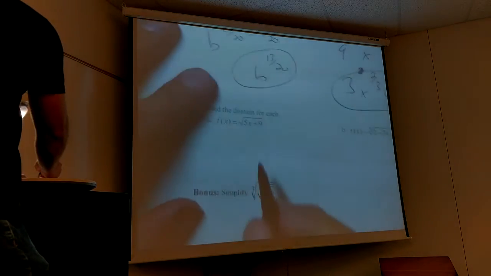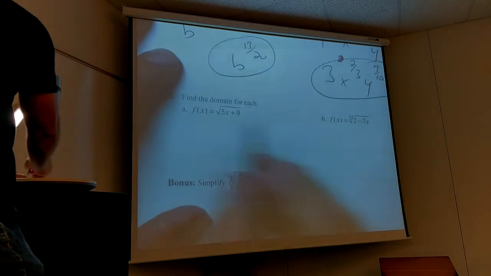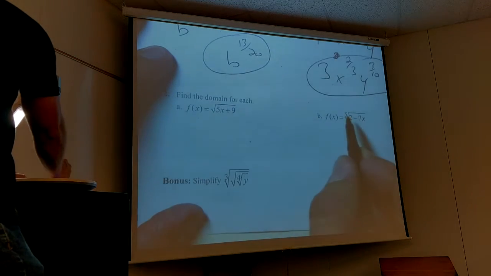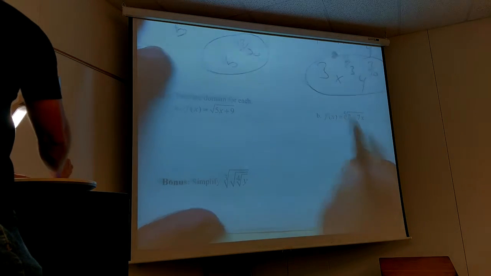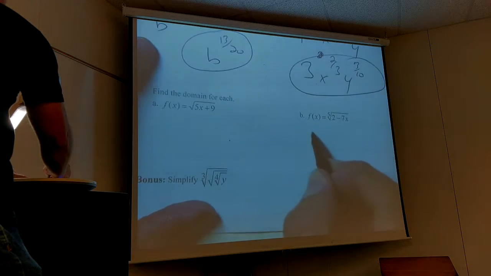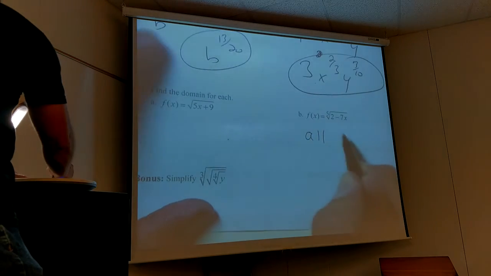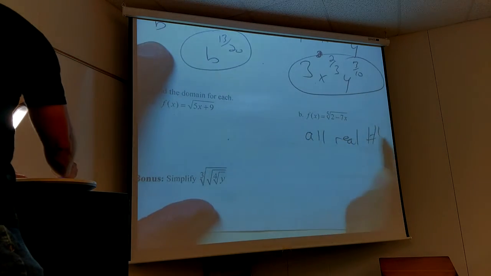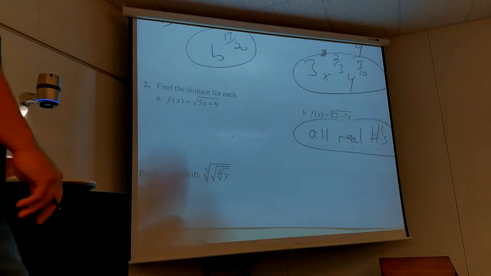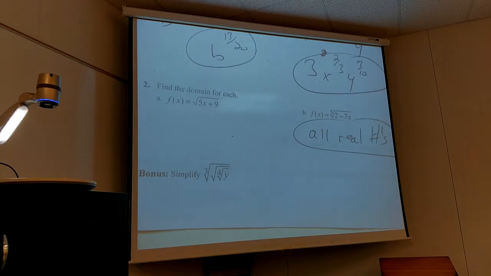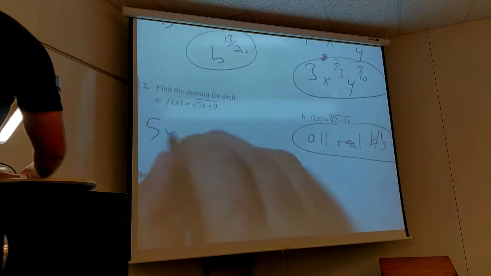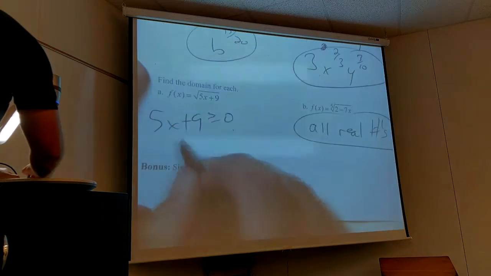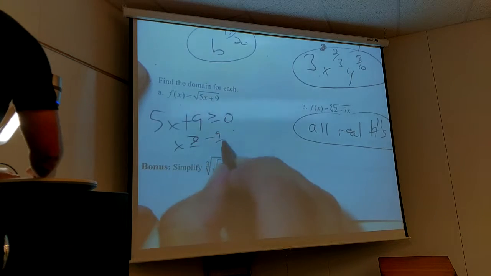All right, and here are two of our favorites. Which one of these is really, really quick? B, because it's an odd root. Nothing wrong with the inside, so the answer is all real. What do you have to do for part A? 5x plus 9 has to be, whatever number that is, at least 0, to have a nice, real answer. And when I solve that, you get x greater than or equal to negative 9/5.